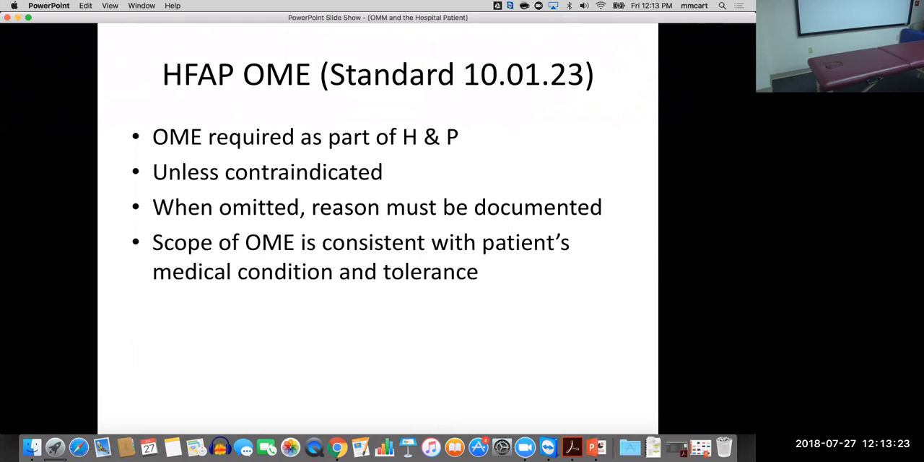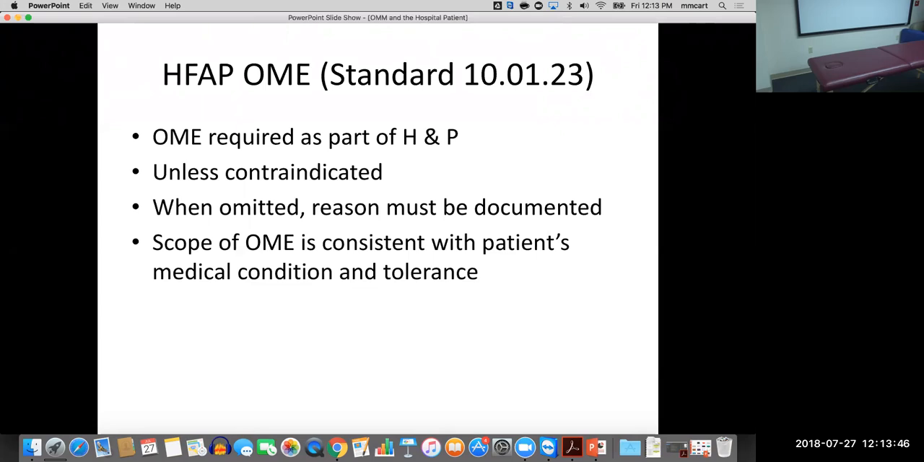So if they were in a bad car accident and they're in the CCU and they have several fractures and they're laying supine, there are probably certain things you won't do. You won't stand them up and you won't sit them up, but there is still an evaluation that can be done with the patient in a supine position.